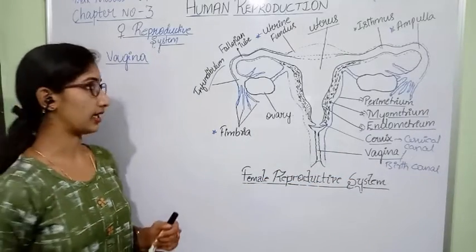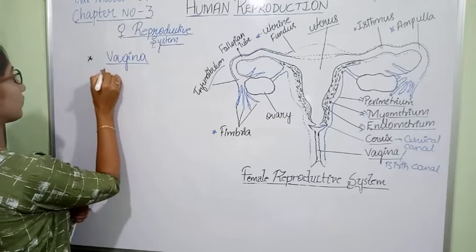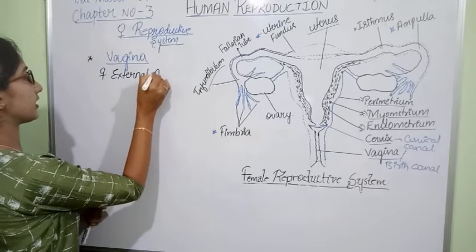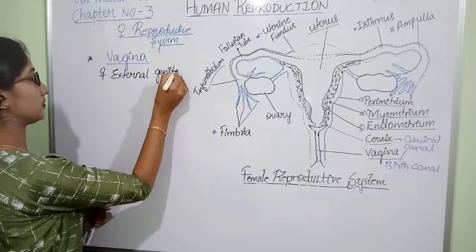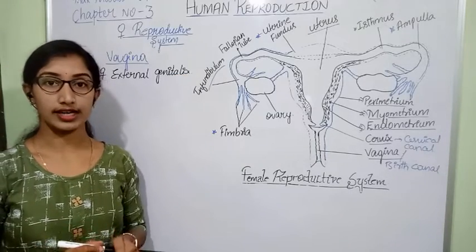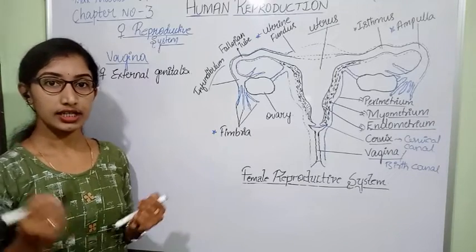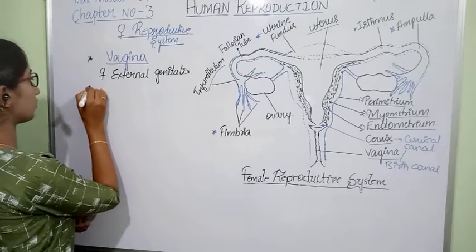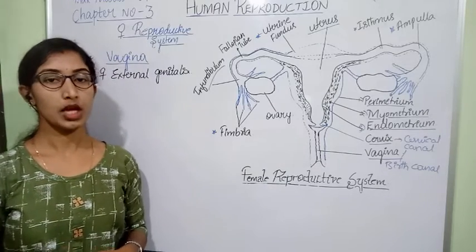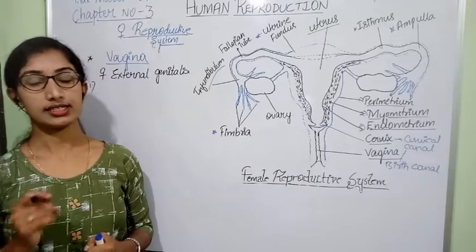called the birth canal. And the vagina is also called the female external genitalia. And the vagina consists of different parts such as labia majora, mons pubis, labia minora, hymen and clitoris.